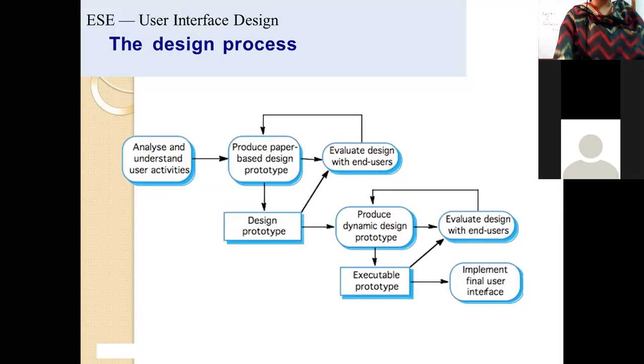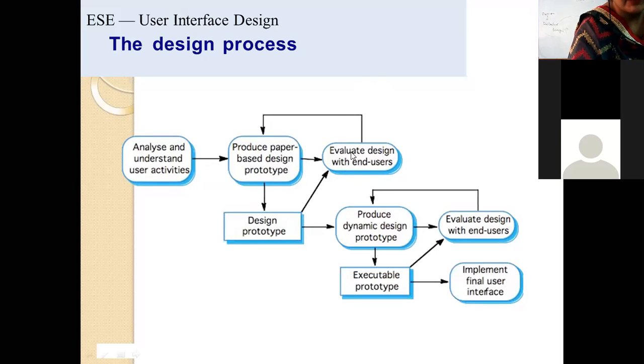First, you can see here, analyze and understand user activities. After analyzing, produce a paper-based design prototype. By paper-based design prototype, we mean the models. There may be a DFD, there may be UML. This defines a paper-based model.